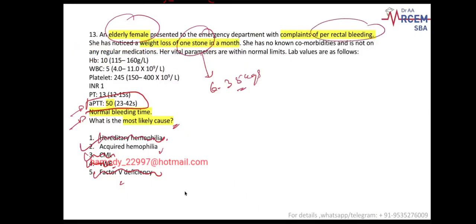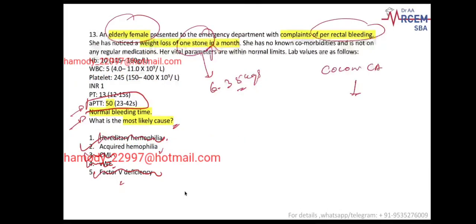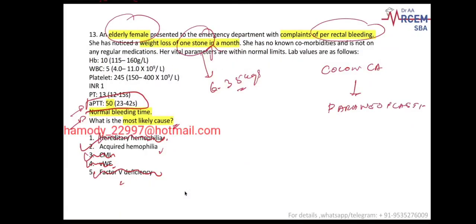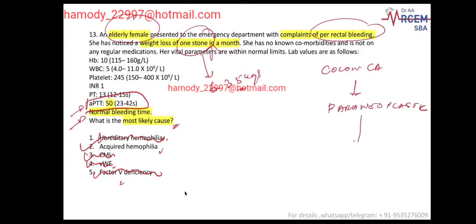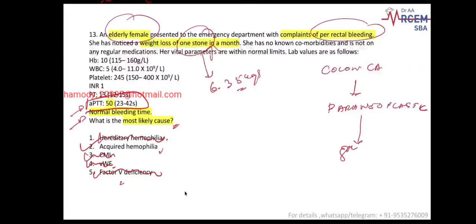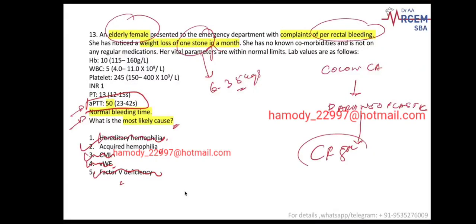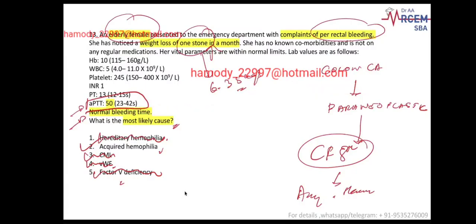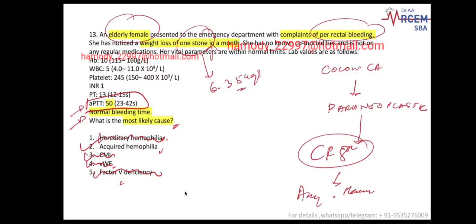So what exactly might be happening here? Per rectal bleed with weight loss, so you're suspecting a colon CA. This colon CA can act like a paraneoplastic syndrome, which can result in clotting factor 8 deficiency, resulting in acquired hemophilia in these individuals. That is what exactly is happening in this individual. But this is unusual for you to pick up in the exam. Then start ruling out options like I have ruled it out. That will be the best way to approach this kind of questions.